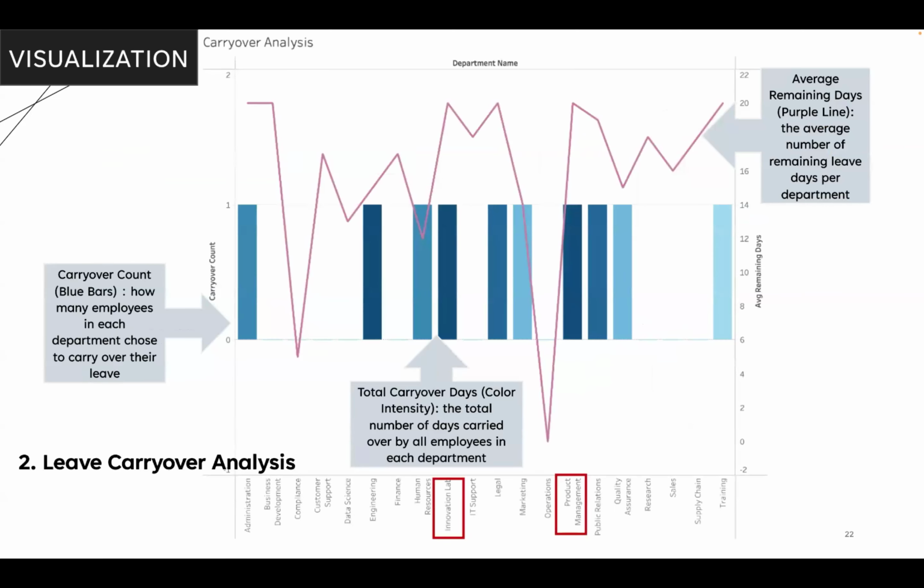For our carryover analysis, this chart combines carryover count in blue bars and average remaining days in the purple line. We can observe that departments like innovation lab and product management show higher carryover counts. The average remaining days vary significantly across departments.